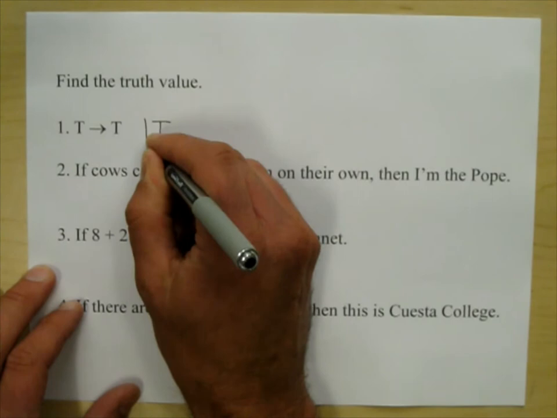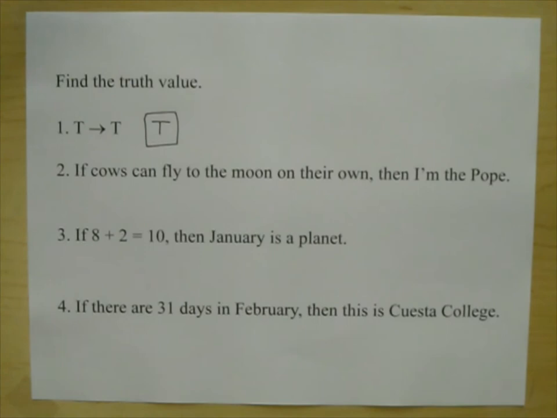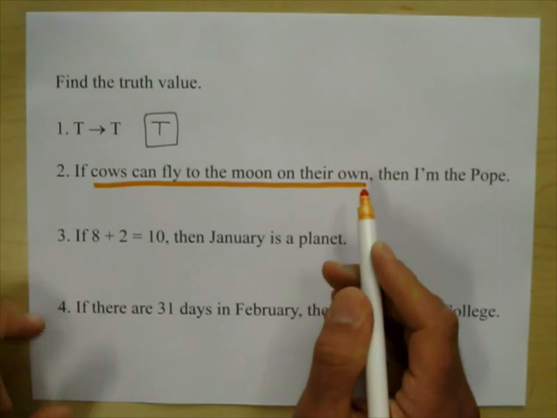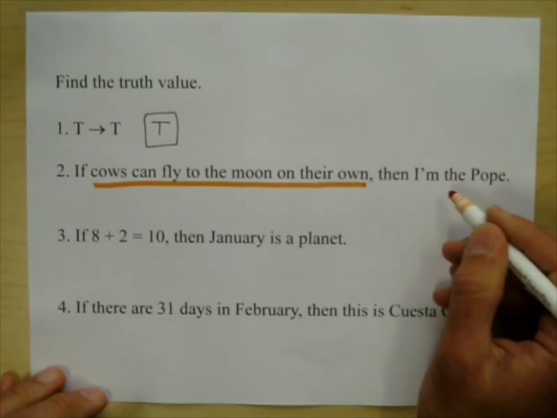So we have that. Okay, now we're going to get a little crazy with our statements. You can connect any two statements together with the if-then, and that's what we did right here. If cows can fly to the moon on their own. Okay. So right there is a simple statement. Then I'm the Pope.